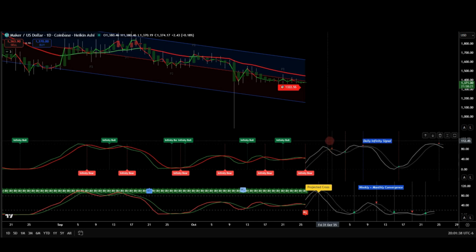2. Descending channel and Lindsey target. If you map traditional trend lines across recent highs and lows, you'll notice MKR trading inside a descending channel, a structure that often resolves with a breakout when momentum begins to flatten. The Lindsey target balloon sitting near $1,322 marks the likely exhaustion zone for the bearish wave. In classical terms, this is the support floor of that descending channel. Each test of this zone absorbs more selling pressure, and that's what the infinity signal calls a momentum saturation point.